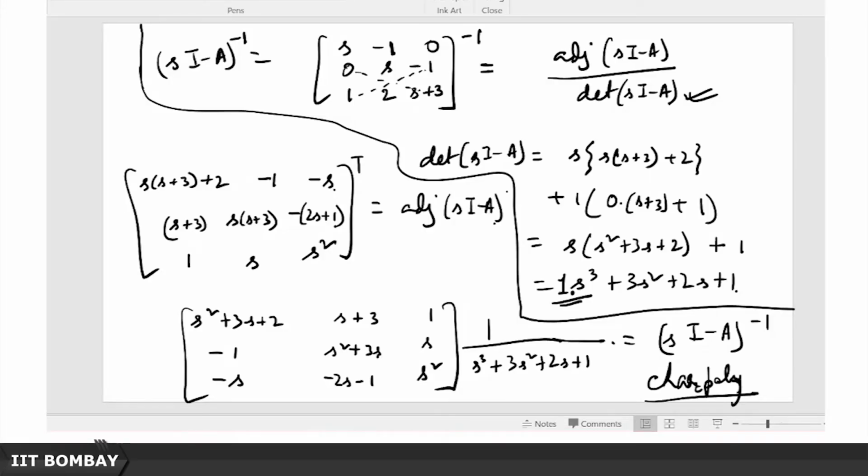Now think about this. What is this adjugate of sI minus A? This adjugate has entries such that every entry is a determinant of a 2 by 2 block in this case. In the n by n case, the determinant is an nth degree polynomial, right? But for every entry in the adjugate, what is the highest possible degree in terms of s?